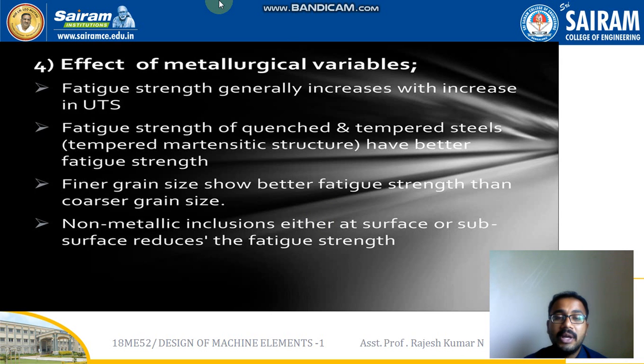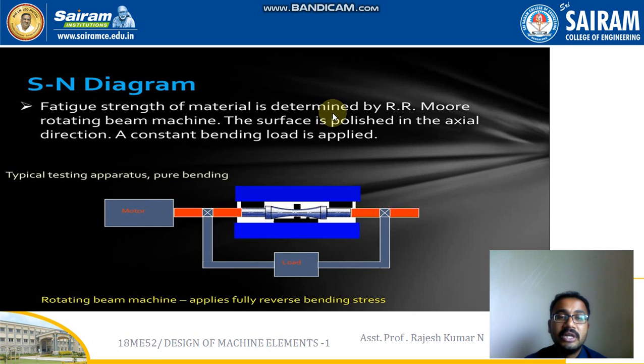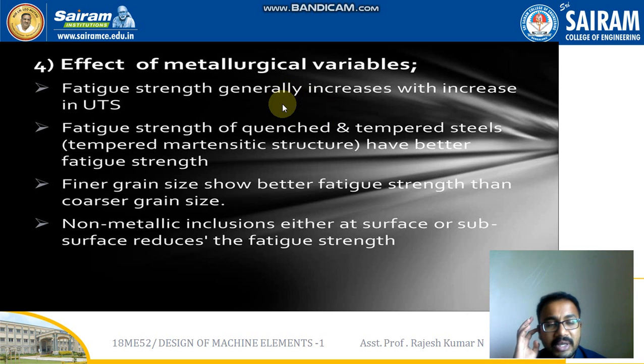The fourth very important factor among all the modification factors is the metallurgical variable. Here I will discuss that fatigue strength generally increases with increase in UTS, the ultimate tensile strength. The fatigue strength of quenched and tempered steel, that is the tempered martensitic structure, is better. Finer grain size shows better fatigue strength than coarser grain size. Non-metallic inclusions either at the surface or subsurface reduce the fatigue strength. The metallurgical variables are usually recommended for alloys, composites and some other material categories.